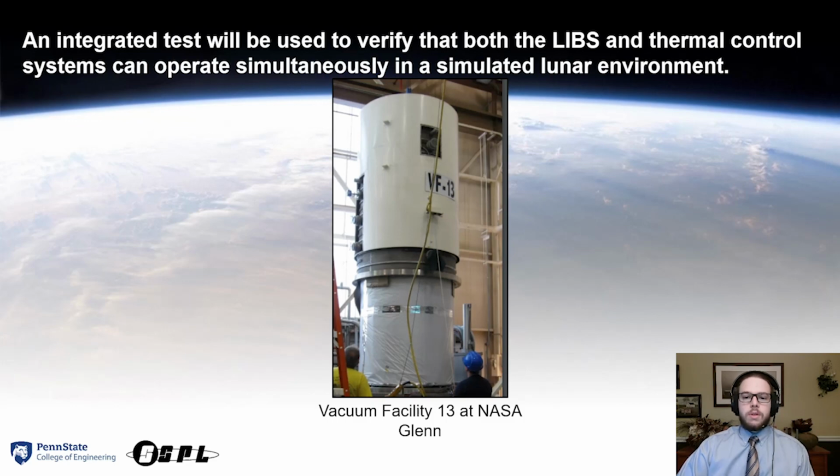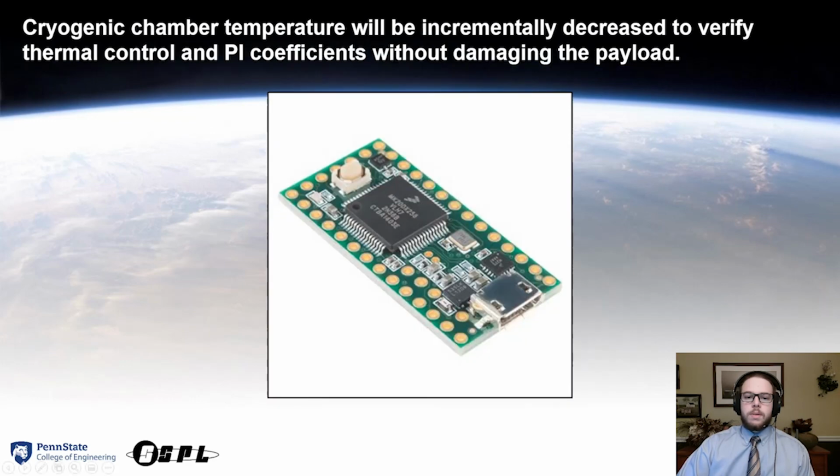The integrated test will assess the ability of Oasis to perform LIBS in a simulated lunar environment, while also testing that the thermal control system can maintain operable temperatures inside the payload. During testing, the payload will be placed in the chamber and the pressure will be dropped. Then the temperature will be lowered incrementally to ensure that sensitive components in the system are not damaged in the event of a failure of the thermal system. This will test that the heaters and the coating can maintain the target temperature inside the payload, and it also ensures that the PI coefficients have been calculated correctly so the thermal logic controller can properly regulate the temperature inside the housing.